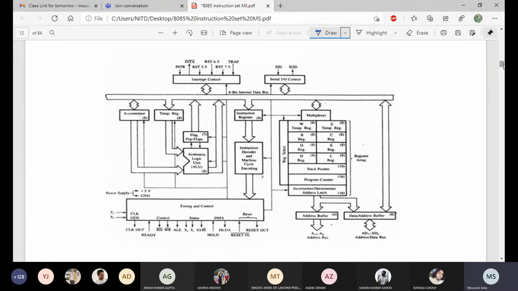Otherwise you can write the program better. That's why I have to explain all these things. Now you only have to understand this part. This is, you can say, the general purpose register array. What are the registers here?